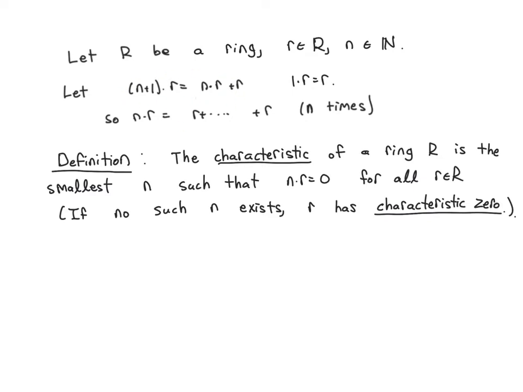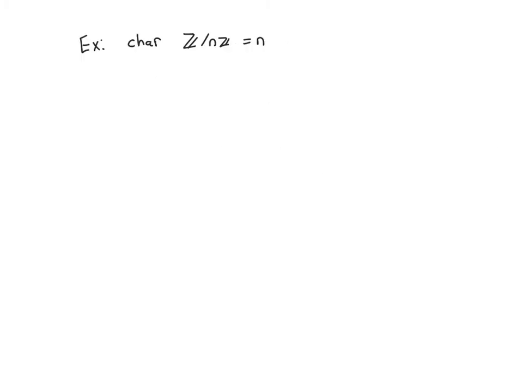With that in mind, the definition of a characteristic is the following. The characteristic of a ring is the smallest integer n with the property that n times r is equal to 0 for all r in R. If no such n exists, then we say R has characteristic 0. The simplest example of characteristic of a ring is Z mod nZ is equal to n.